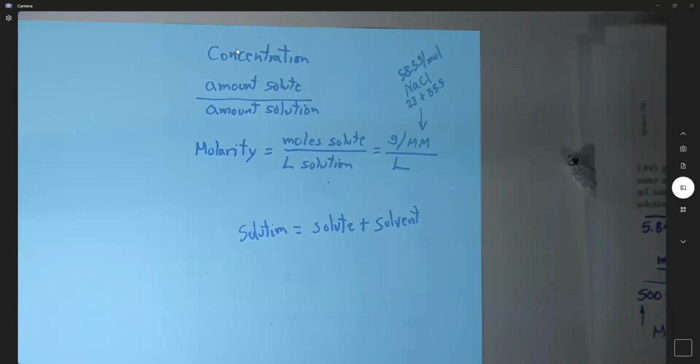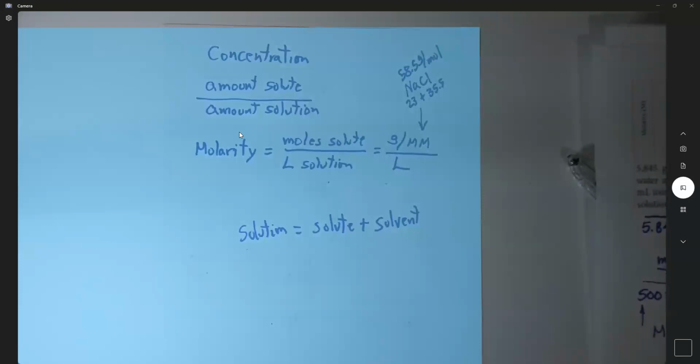In general, concentration of a solution is the amount of solute divided by the amount of solution. The solution in general is the sum of solute plus solvent.